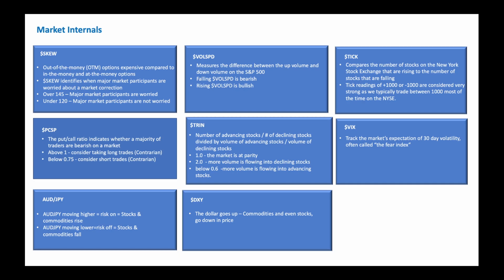The moment it's 2.2 or more, that means volume is flowing into declining stocks. You've got to watch out here. If TRIN is above 2, then you've got to watch out. And if TRIN is below 0.6, more volume is flowing into advancing stocks. So TRIN is a very good indicator to watch. We'll go into the chart to really identify this.